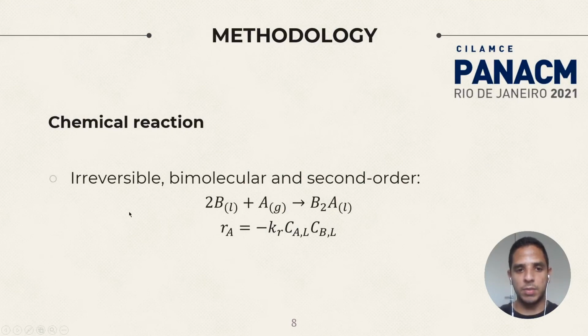Our chemical reaction is considered to be irreversible, bimolecular, and second order. So we have our expression where B is representing the monoethanolamine and A is representing the CO2. Here we have the product between both of them. Here we have the reaction rate where we have our kinetic constant and the concentrations of CO2 and the monoethanolamine, both on the liquid side.